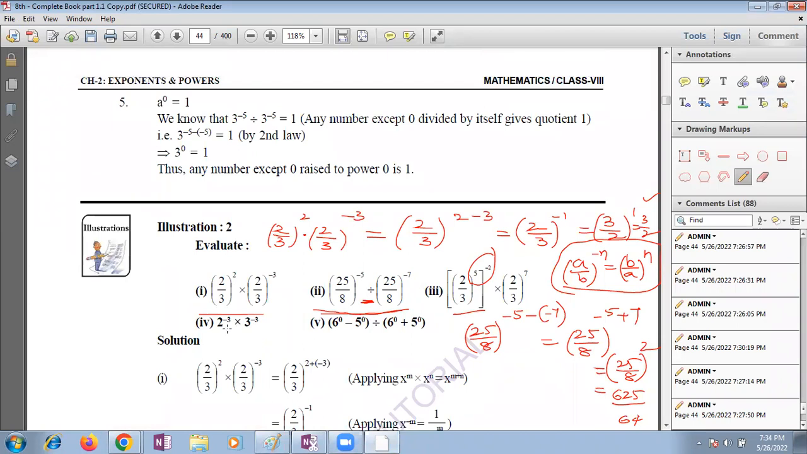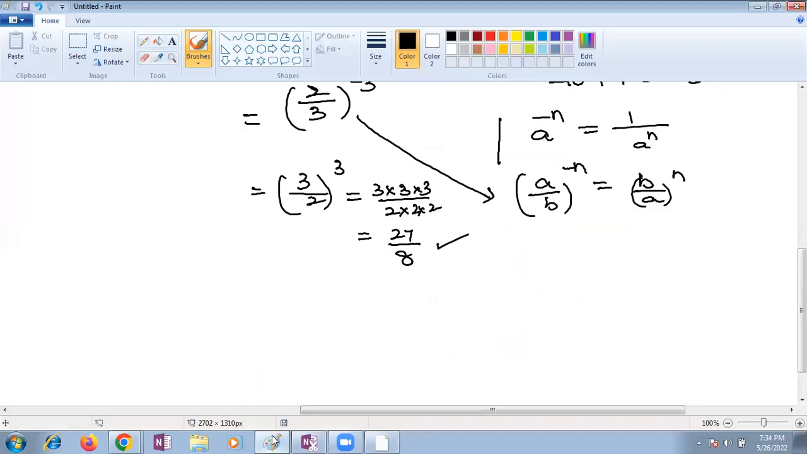2 to the power minus 3 multiplied with 3 to the power minus 3. This is very, very important, children. Generally, children will forget, this is different. Bases are not same. What is same here? Exponents are same. If you see here, exponent is the same.